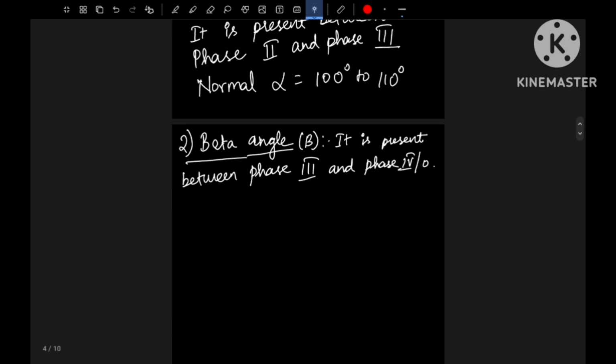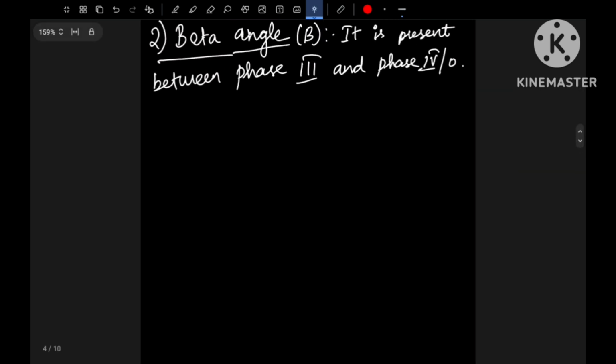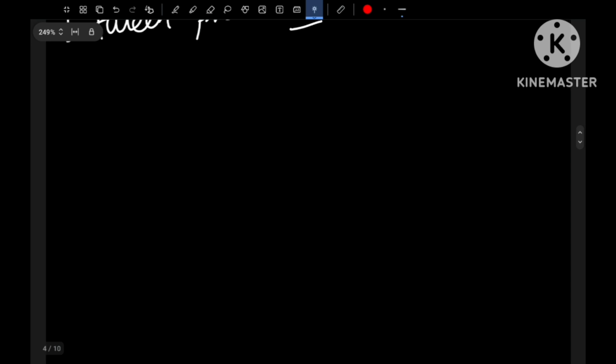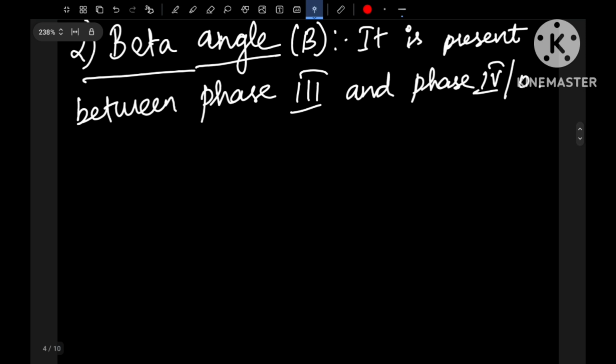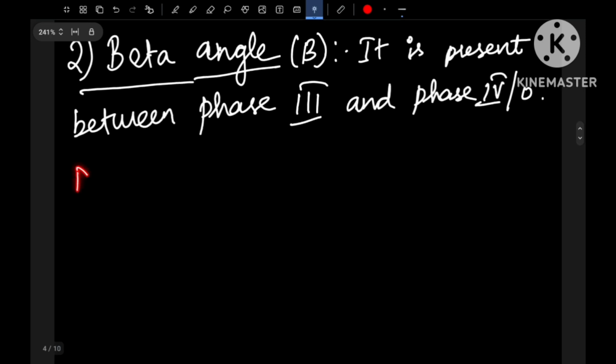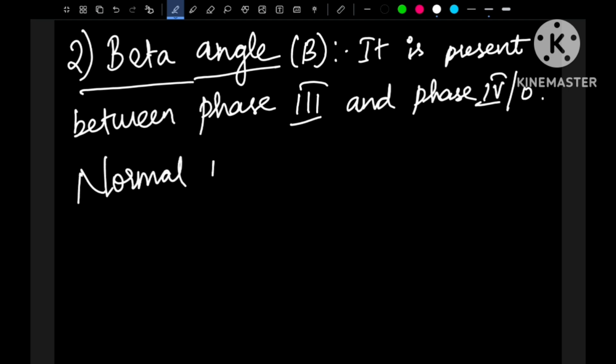Okay, we'll go to that. Let's begin it here itself. Normally, what is the normal beta angle? That you have to know, right? The normal beta angle is around 90 degrees. It is not exactly 90 degrees. It might be a little less or a little more. So the normal beta angle is 90 degrees, right?